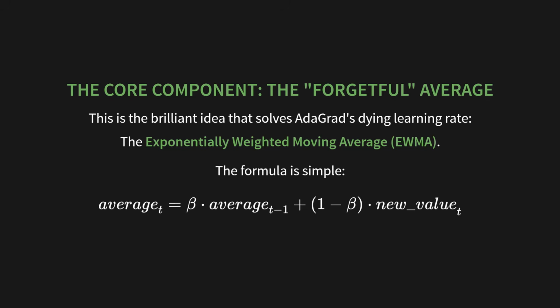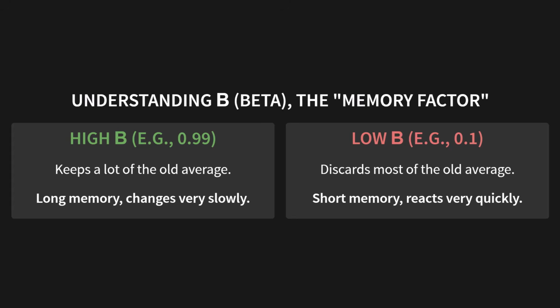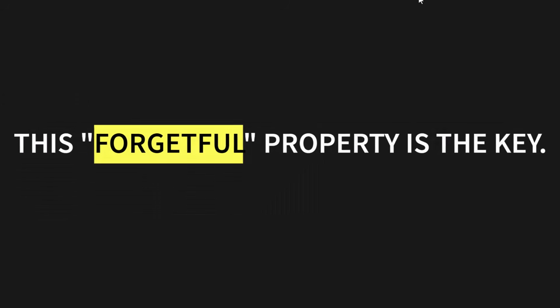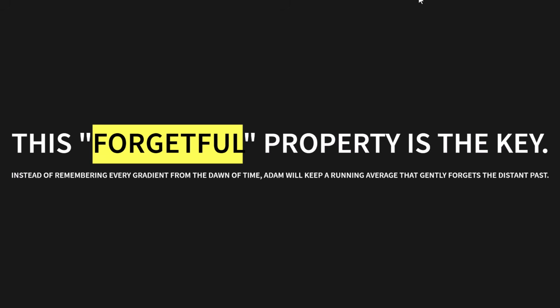So let's really understand beta, the memory factor. If you have a high beta, like 0.99, you keep a lot of the old average. This means it has a long memory and changes very slowly. But if you have a low beta, say 0.1, you discard most of the old average. It has a very short memory and reacts super quickly to new information. This forgetful property is the key. Instead of remembering every gradient from the dawn of time like Adagrad did, Adam will keep a running average that gently forgets the distant past.